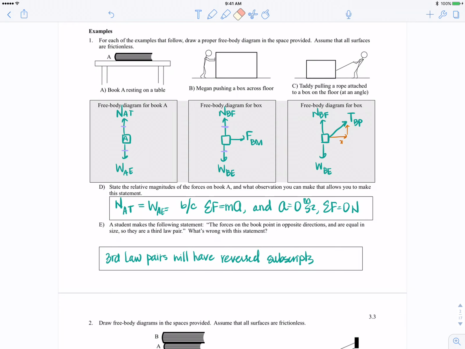And on the last free body diagram, we have the normal force on the box by the floor, the weight force on the box by the earth, and these two are not equivalent because you see here the tension force on the box by the person also contributes a vertical component of force. So there's a normal force in the upward direction and part of the tension force in the upward direction. And those two added together are equivalent to the weight force.